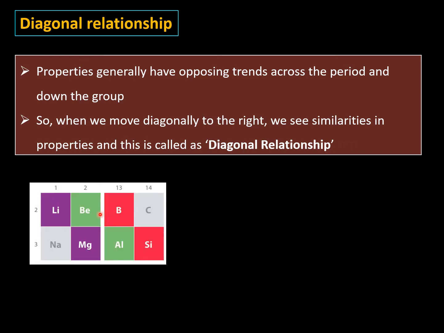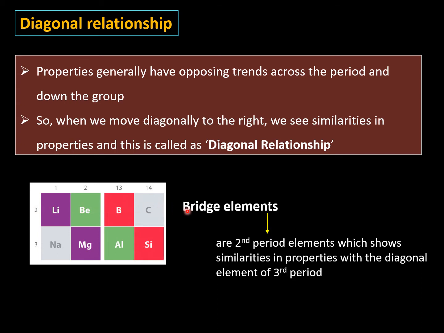As an example, let us consider second period and third period elements. Lithium and magnesium are diagonal in relationship and they show similarities in their chemical properties. In the same manner, beryllium and aluminium, boron and silicon show similarities in properties. These second period elements are called bridge elements.